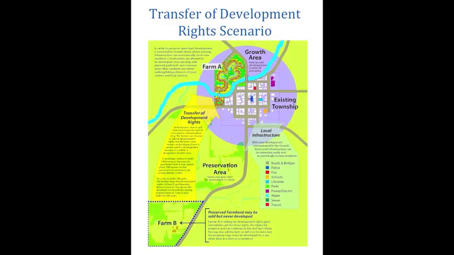In this case, the development rights are purchased from Farm B in the rural preservation area, which reimburses the landowner for loss of their development potential and places a perpetual conservation easement on their land. With the extinguishing of the development rights on Farm B and the increased density achieved on Farm A, public infrastructure and services are efficiently concentrated within the municipal growth area.